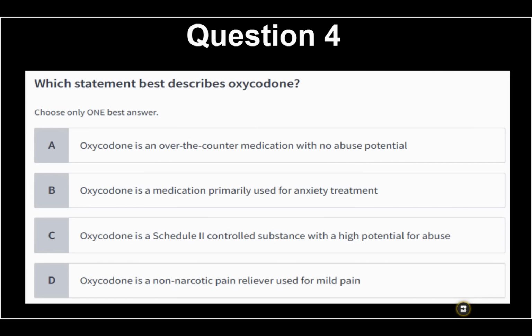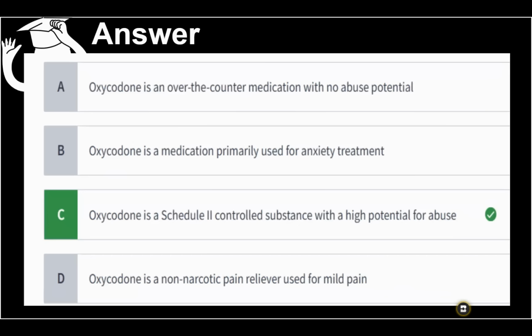Question 4. Which statement best describes oxycodone? A. Oxycodone is an over-the-counter medication with no abuse potential. B. Oxycodone is a medication primarily used for anxiety treatment. C. Oxycodone is a Schedule II controlled substance with a high potential for abuse. Or D. Oxycodone is a non-narcotic pain reliever used for mild pain. Now, if you said C, oxycodone is a Schedule II controlled substance with a high potential for abuse, then you are correct.